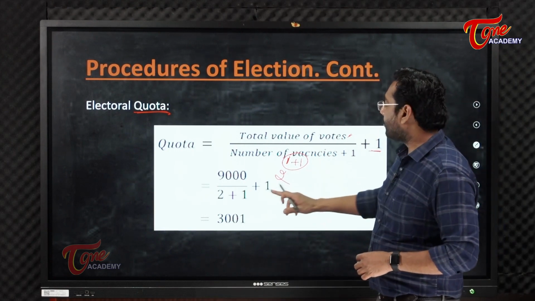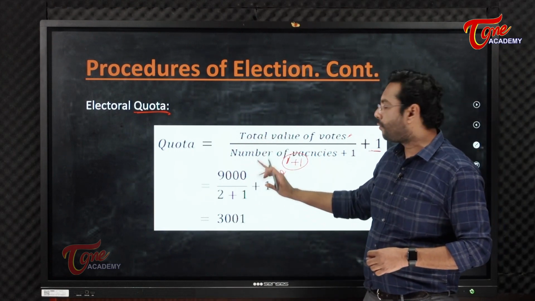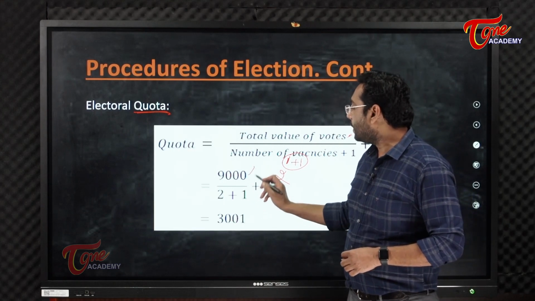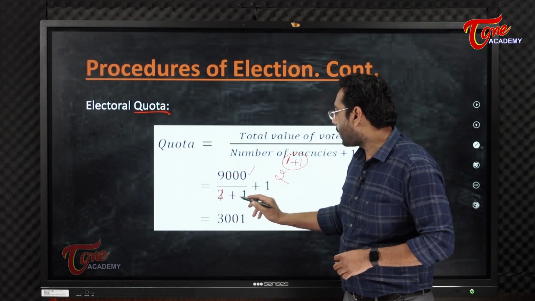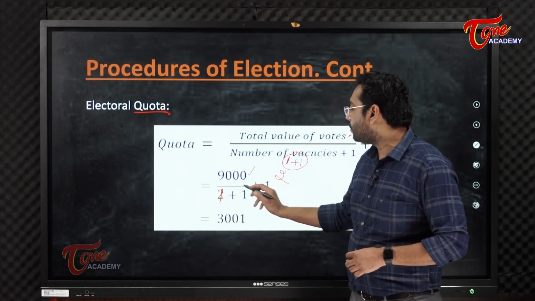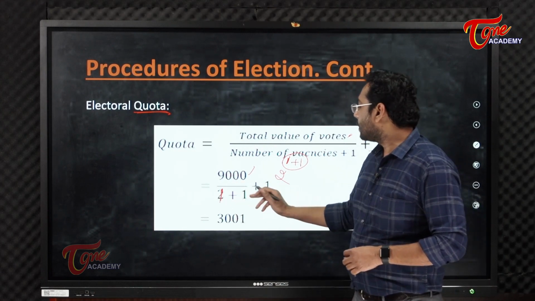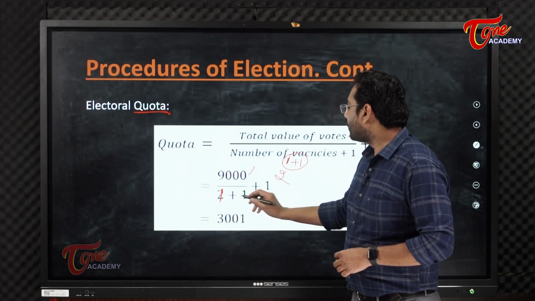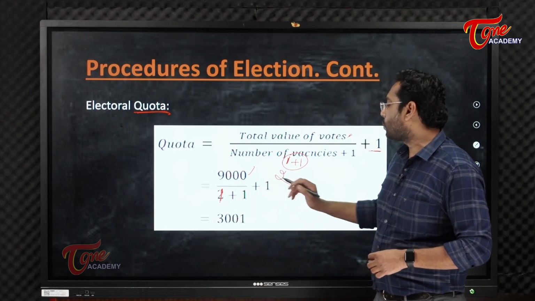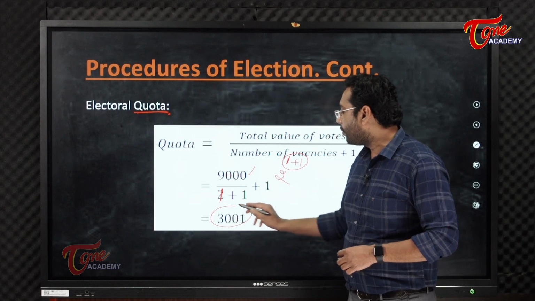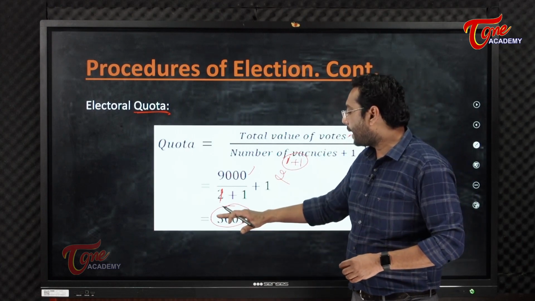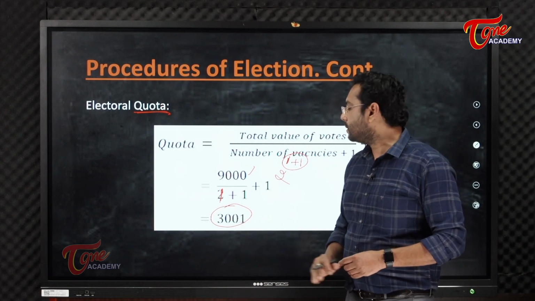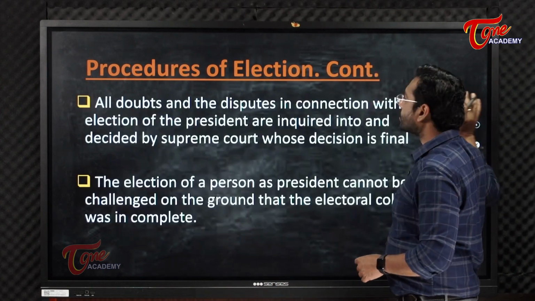For example, if the total value of votes goes to 9,000, then it is divided by 1 plus 1, that is here the number is 2, and then plus 1. So this will be the quota for the president, the contender. Whoever gets this value will be declared the winner.